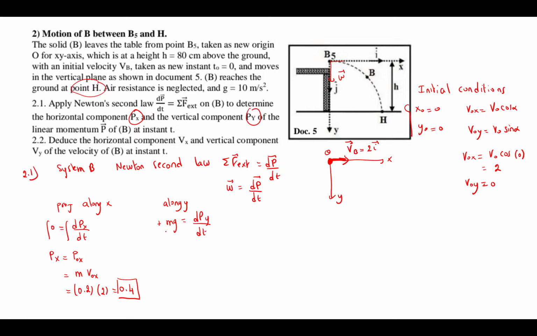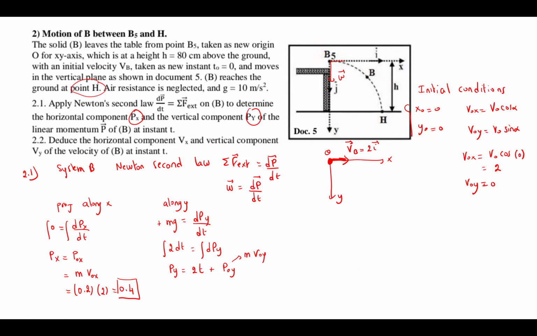This means that 0.2 times 10, so it's 2 dt, cross multiplication, equals dpy. We'll do the antiderivative of both sides. So the antiderivative of 2 will become 2t plus a constant. This constant is the initial value of the variable. So p0y, and p0y here is mv0y.